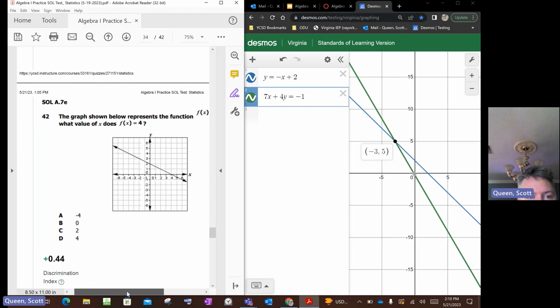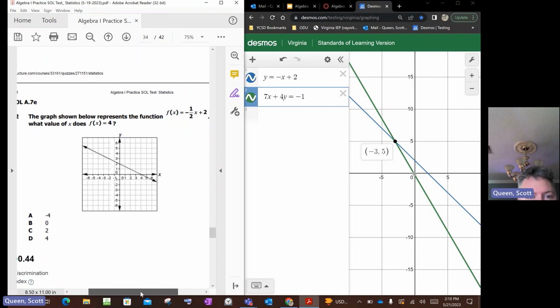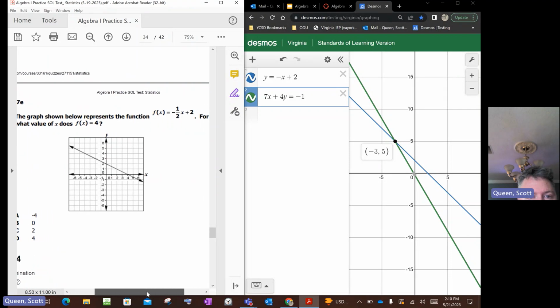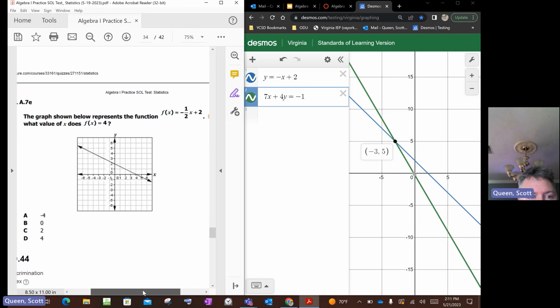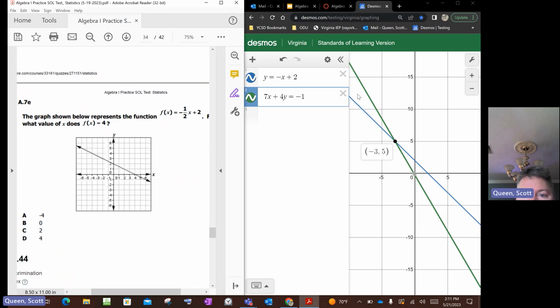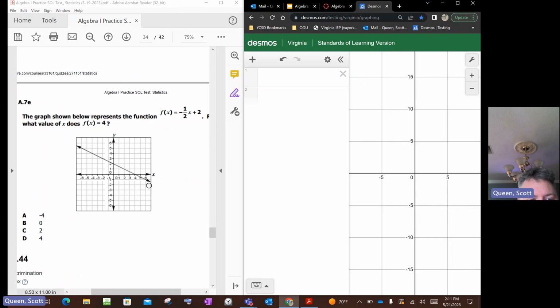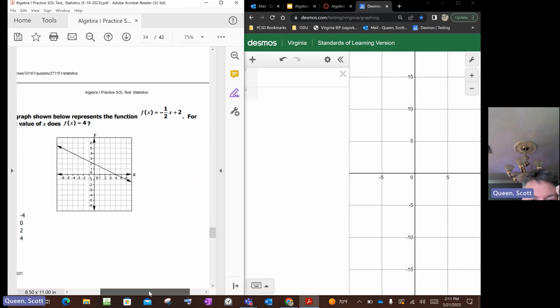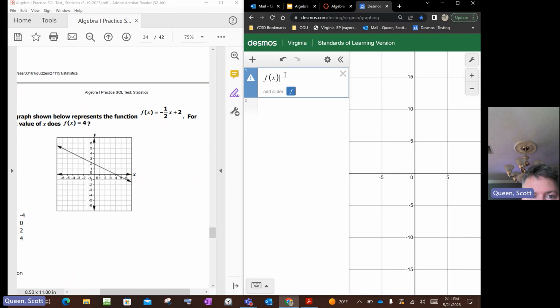All right, moving on, 42. The graph shown below represents this function, f of x equals -1/2 x plus 2 for the values of this. What value does, okay, I don't need to do anything on my graph. I guess I could do something, but I don't think I need to. Actually, let's graph it anyway, just for fun. So f of x equals -1/2 x plus 2.